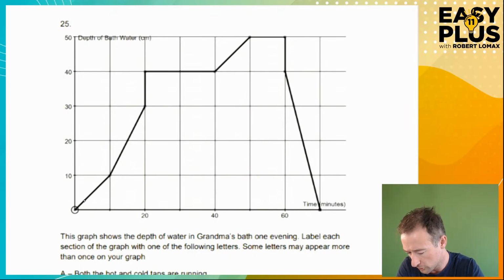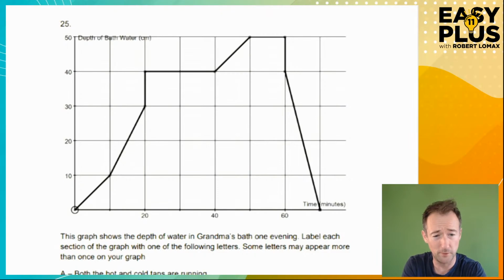So the bath starts filling, and then the depth increases. So for the first 10 seconds, it fills at this pace. It fills with 10 centimetres of water. And then for the next 10 seconds, it fills rather faster. So what might change there?